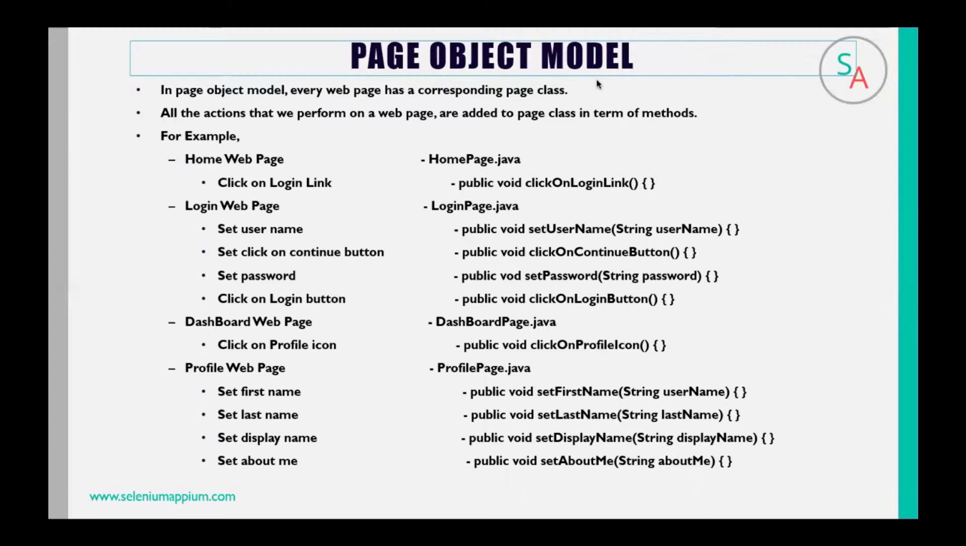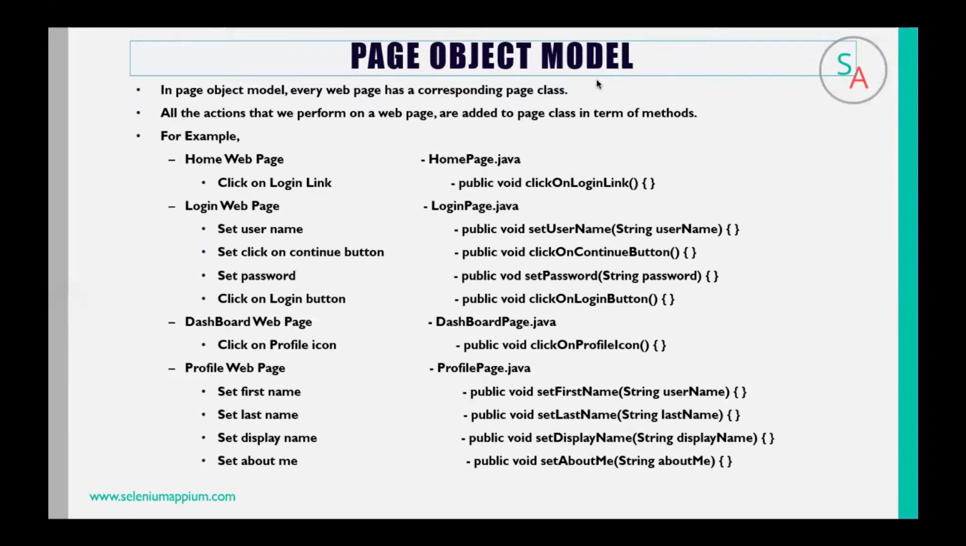For example, in the WordPress.com website, we have seen multiple pages. One is home web page, login web page, dashboard web page, and profile web page. In every web page, we were performing some actions. For example, in the home web page, we clicked on login link. When you click on login link, it goes to the login page. In the login page, we were setting the username, clicking on the continue button, setting the password, and clicking on the login button. These are the actions that we are performing on the login web page.